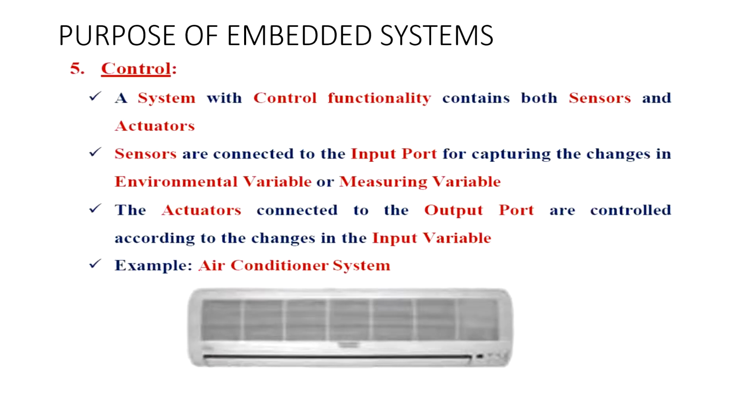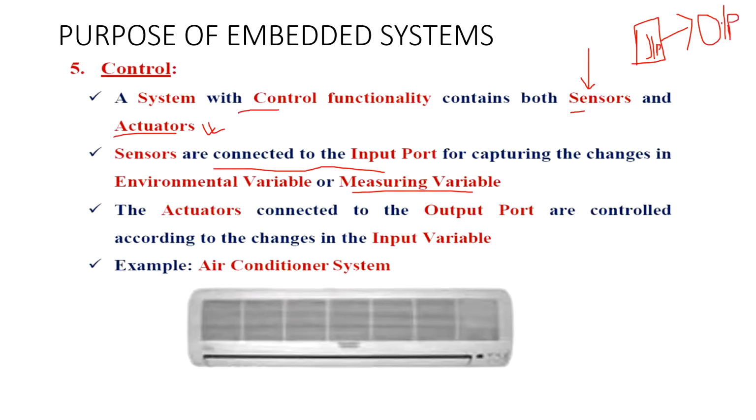Then one more purpose of the embedded system is control. The system with a control functionality contains both sensors and actuators. The sensor is the one which senses the environment, and the actuator is the one which acts based on the input given by the sensor. Sensors are connected to the input port for capturing the changes in the environmental variable for measuring the variable. Normally sensors are nothing but transducers. They take the input and convert it into a particular output. That's what is called a transducer.